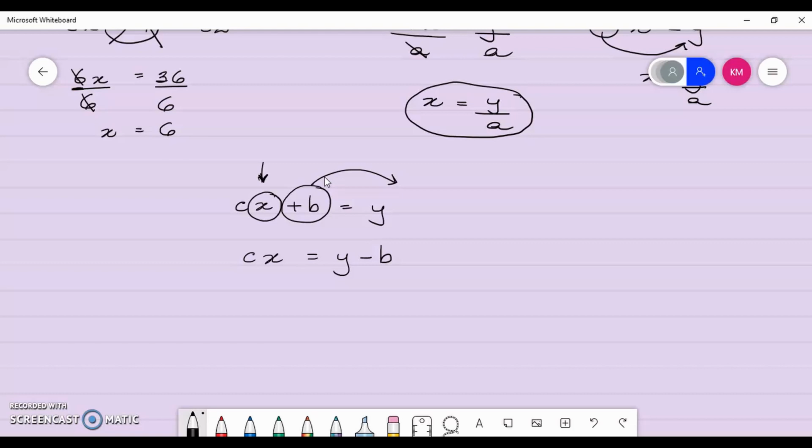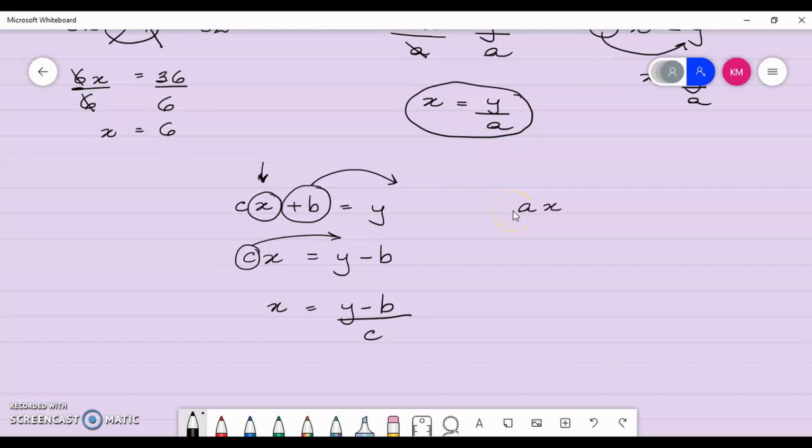I want now to remove that c. c is being multiplied by x. So in order to get rid of that c, it goes across to the other side, and because it's being multiplied on this side, it's going to go across to be divided. So you're going to get x is equal to y, take away b, divided by c. Now let's have a look at another one.